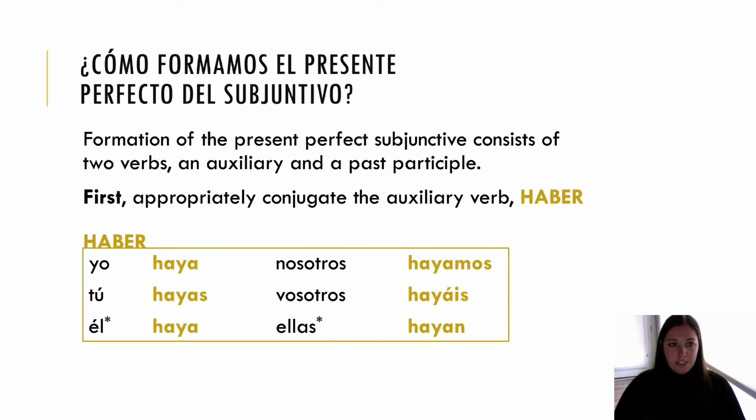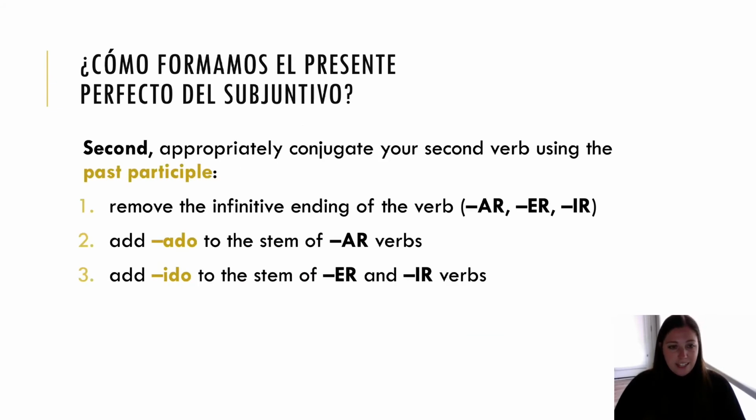Formation of the present perfect subjunctive consists of two verbs, an auxiliary and a past participle. So first, we'll talk about the auxiliary, which is always going to be haber. For the present perfect subjunctive, you'll always first need to do haber in the subjunctive. So your options here are either haya, hayas, haya, etc. Then, second, you would appropriately conjugate your second verb using the past participle.